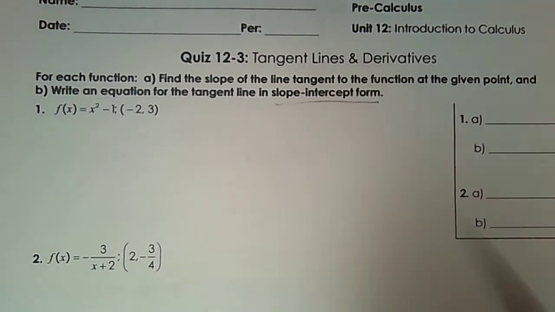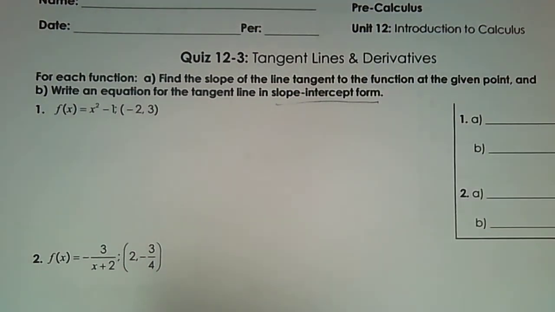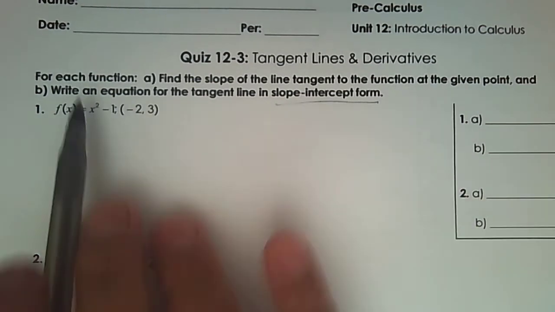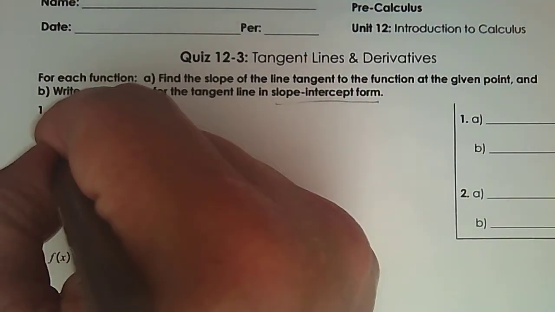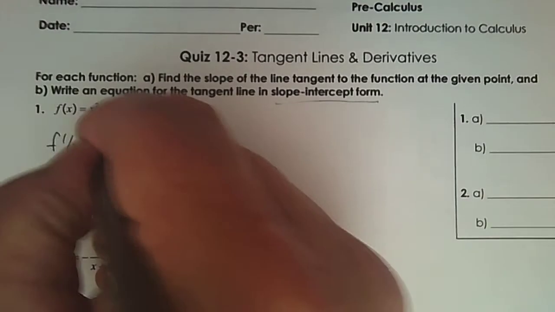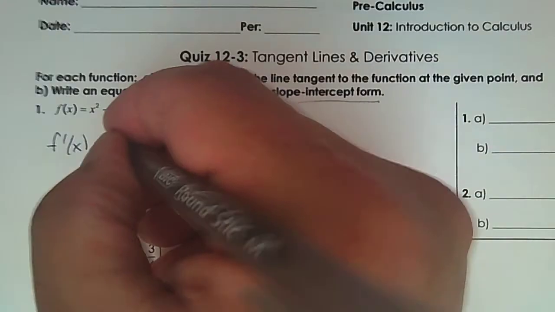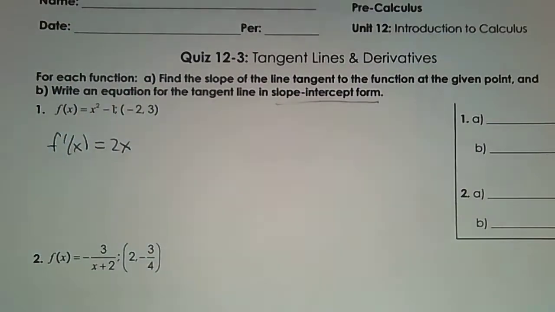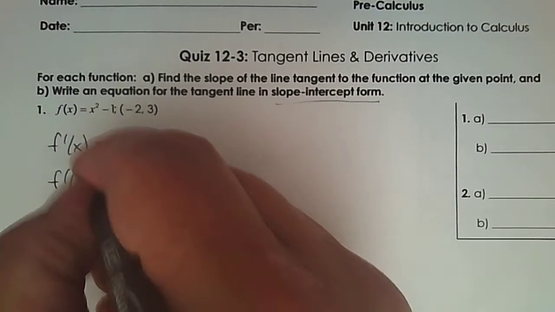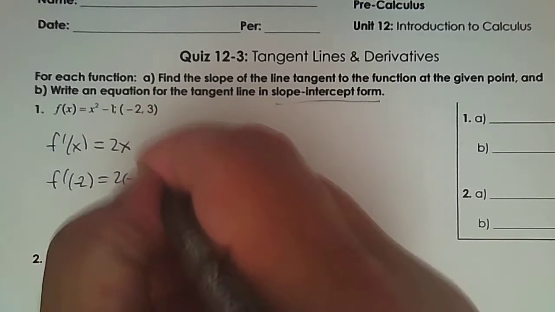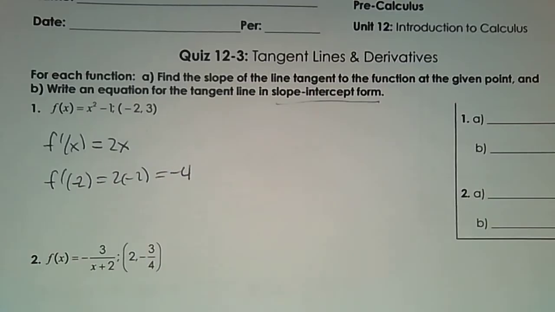So step one for this is that we need to find the derivative. Now, it doesn't tell you to use limits. So for each function, find the slope of the line tangent. It doesn't say use derivative, so I'm not going to use limits. I'm just going to use shortcut. So that would be 2x. Then I only plug in the x value, which is negative 2. And that gives me negative 4.